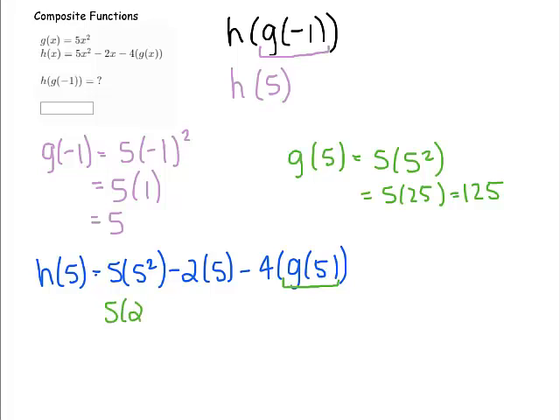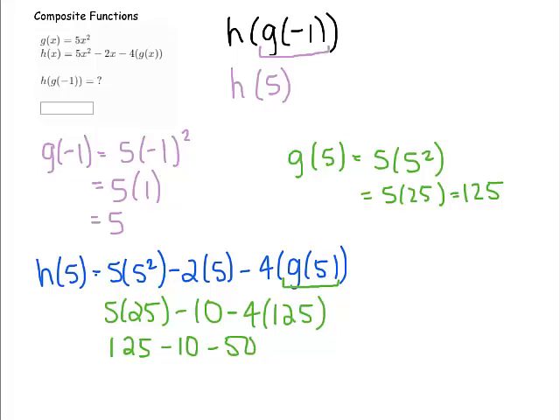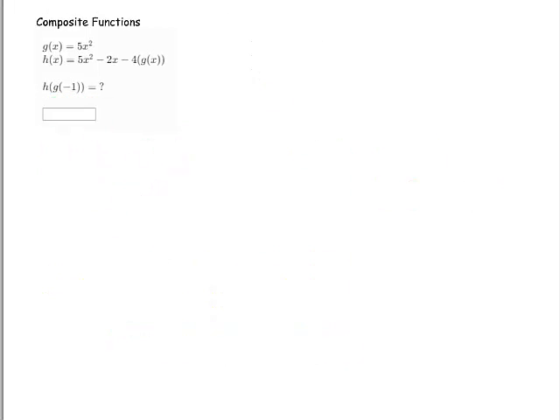So I'm going to get 5 times 25 here, minus 10, minus 4 times 125. That gives me 125 minus 10 minus 500. And if I just type that all into my calculator, I get negative 385, which is the answer here. Okay, everyone, great job. Let's try and think of it a little bit differently.